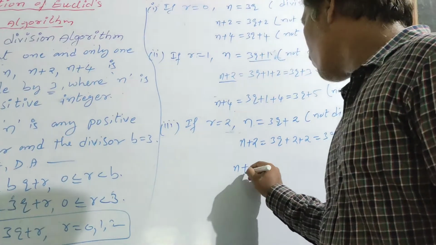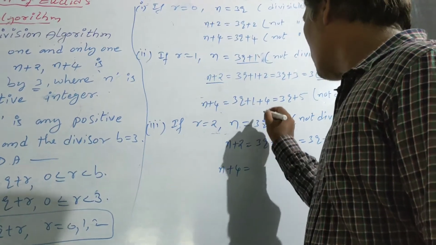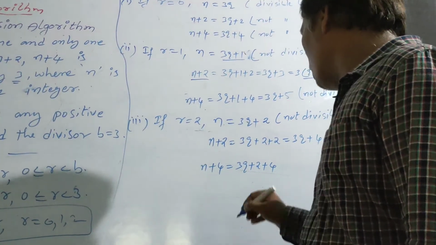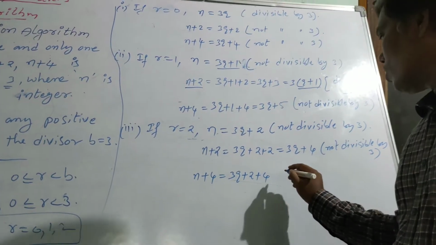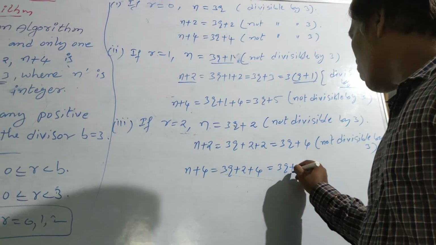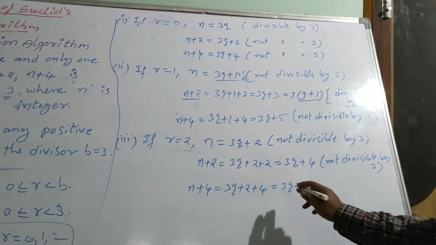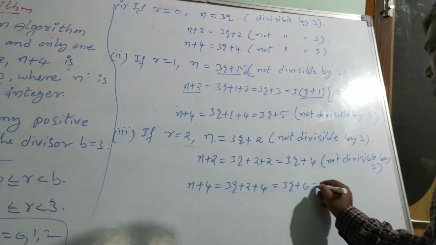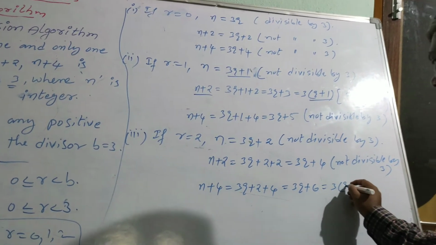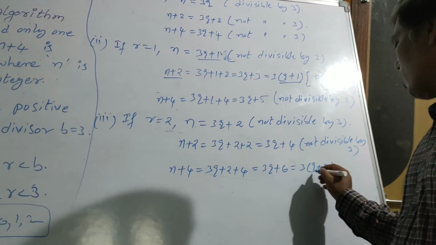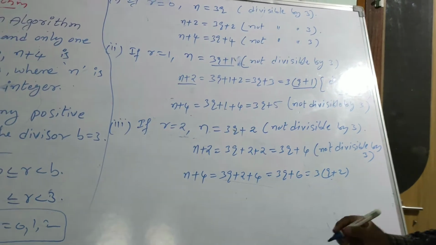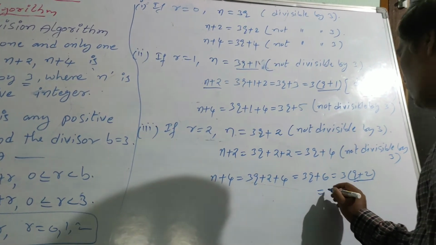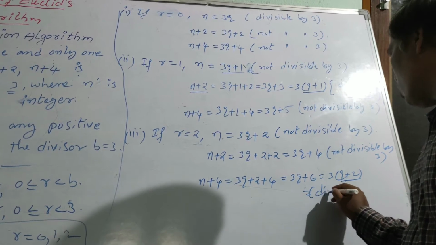Then n plus 4, you check. What is n? 3q plus 2. n plus 4 means 3q plus 2 plus 4. What will we get here? 3q plus 6. Clearly we can take 3 common because these are multiples of 3. 3 times 1 is 3, 3 times 2 is 6. So if you take 3 common, we get 3 into (q plus 2). So clearly it is in the form of 3 into something. So it is divisible by 3.